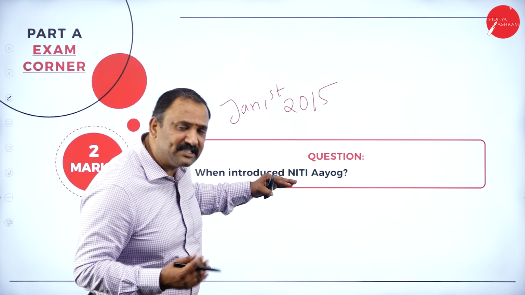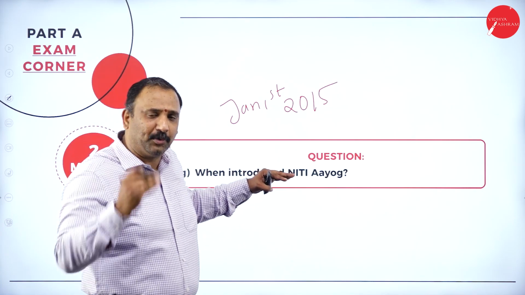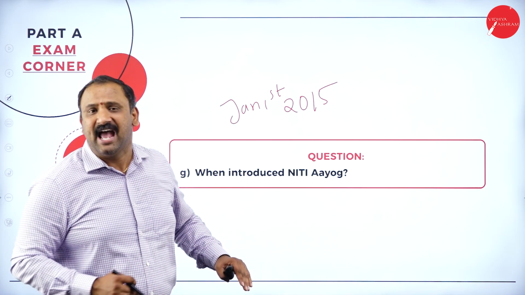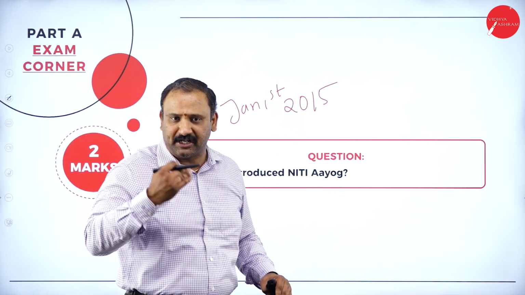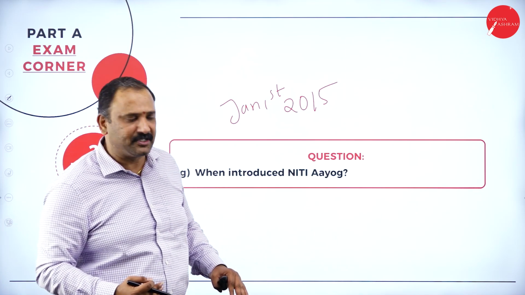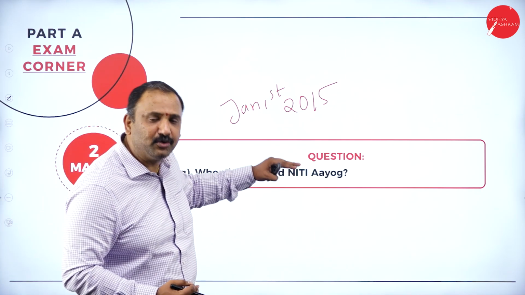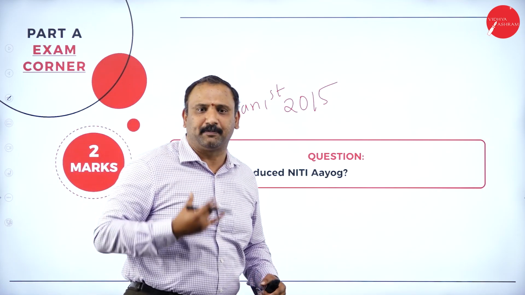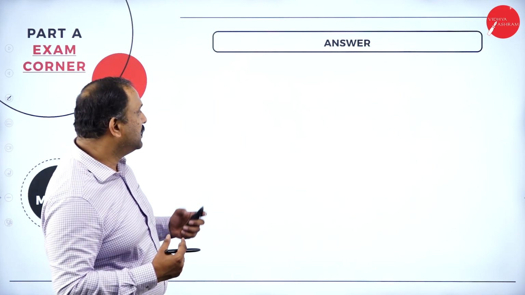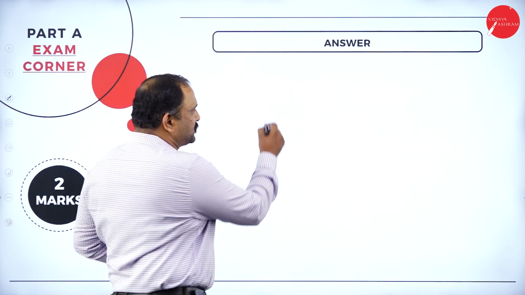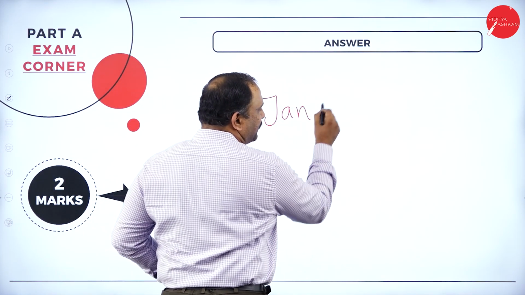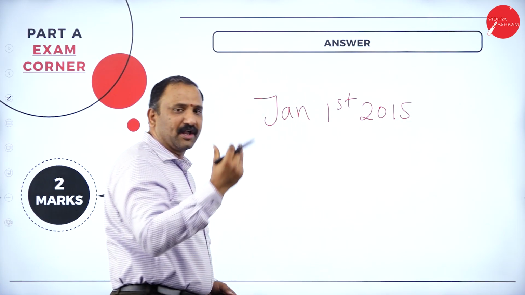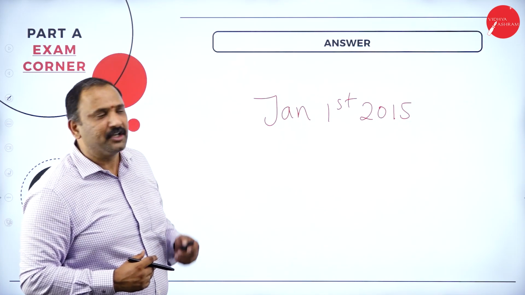Niti Aayog means the erstwhile Planning Commission. The new name of the Planning Commission, after Honorable Prime Minister Narendra Modi took over the government in 2014, was changed to Niti Aayog. So it is basically about the transformational process of the Planning Commission. Now, this is what we are going to say. It was formed on January 1st, 2015. It was introduced. So if you can write this much, you will definitely score your 2 marks.